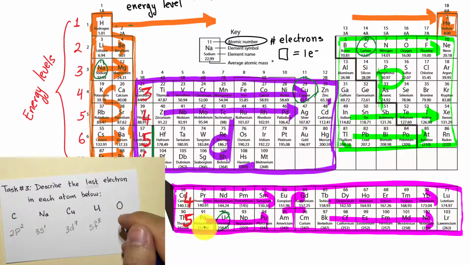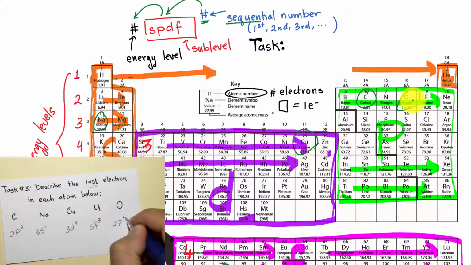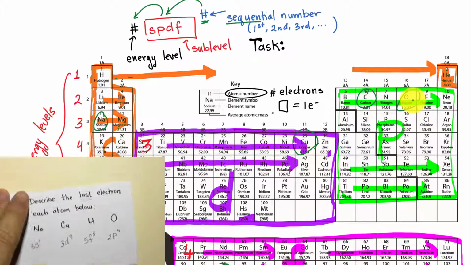Now, the last example is oxygen. Oxygen is right there. What sublevel is it in? It is in the P sublevel, and this P sublevel belongs to energy level 2. So we have energy level 2, and what is the sequential order? 1st, 2nd, 3rd, 4th. So that would be the 4th electron in the P sublevel of energy level 2. So that's how we use electron configuration to describe the last electron of any atom on the periodic table.